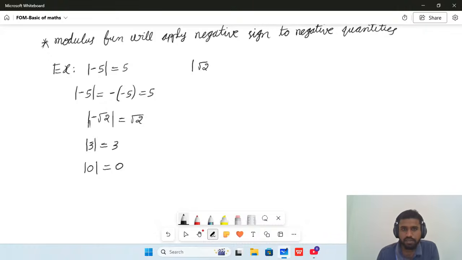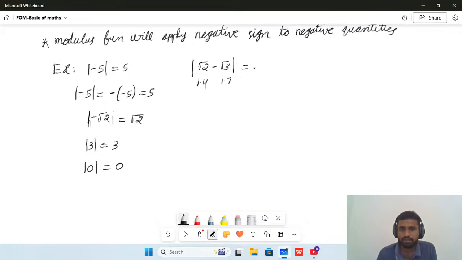what is the value of modulus of root 2 minus root 3? Can anyone tell me the answer? Mod root 2 minus root 3. We know that the root 2 value is 1.4 and the root 3 value is 1.7. So 1.4 minus 1.7 will give a negative quantity.